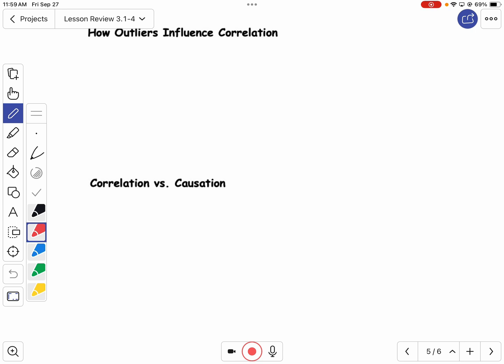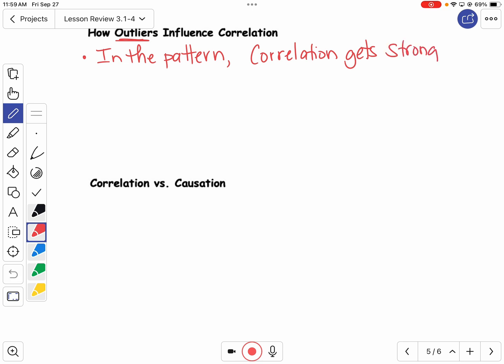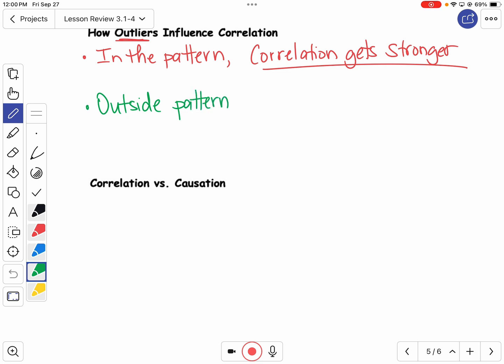Okay, so let's talk real quick. We're going to be done. Outliers, okay? So we're talking about outliers. If it's in the pattern, correlation gets stronger, so it gets closer to 1 or -1. If it's outside the pattern, correlation gets weaker, so closer to 0.